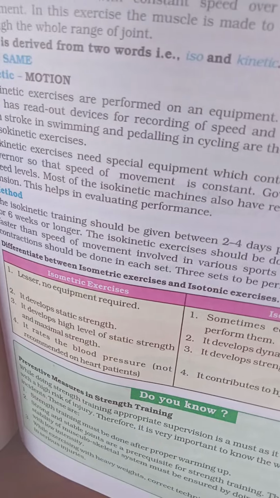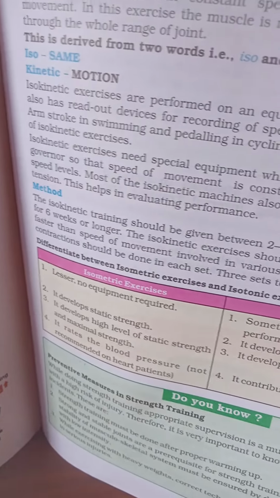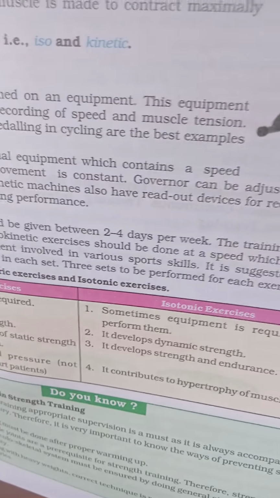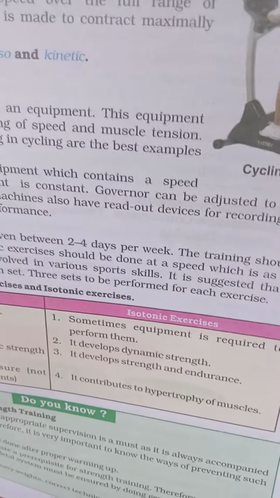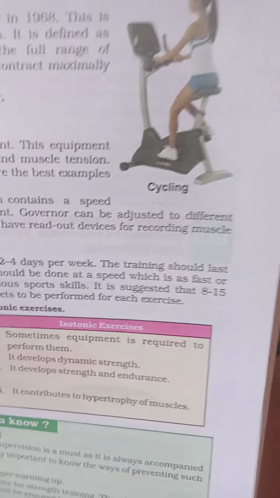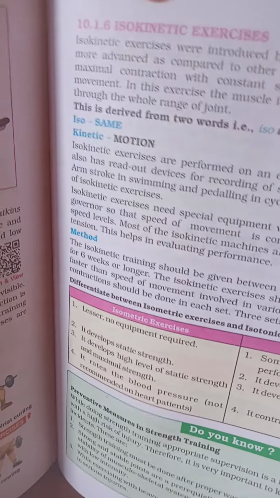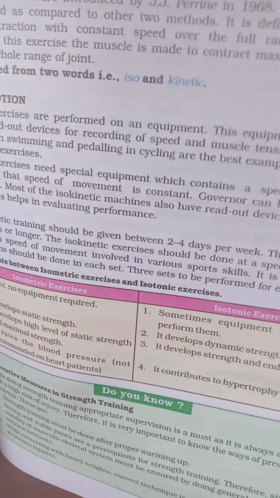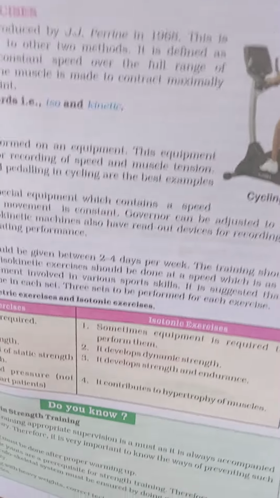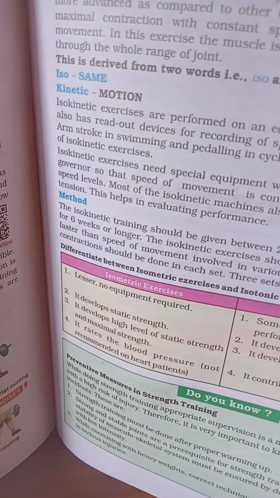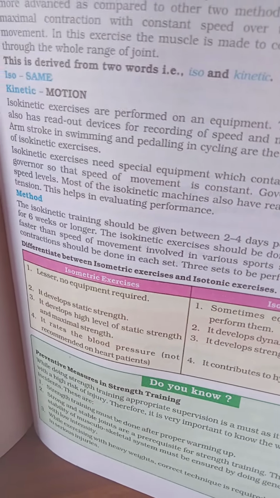Isokinetic exercises need special equipment which contains a speed governor so that speed of movement is constant. The governor can be adjusted to different speed levels; this is cycling. Most of the isokinetic machines also have readout devices for recording muscle tension. This helps in evaluating performance.